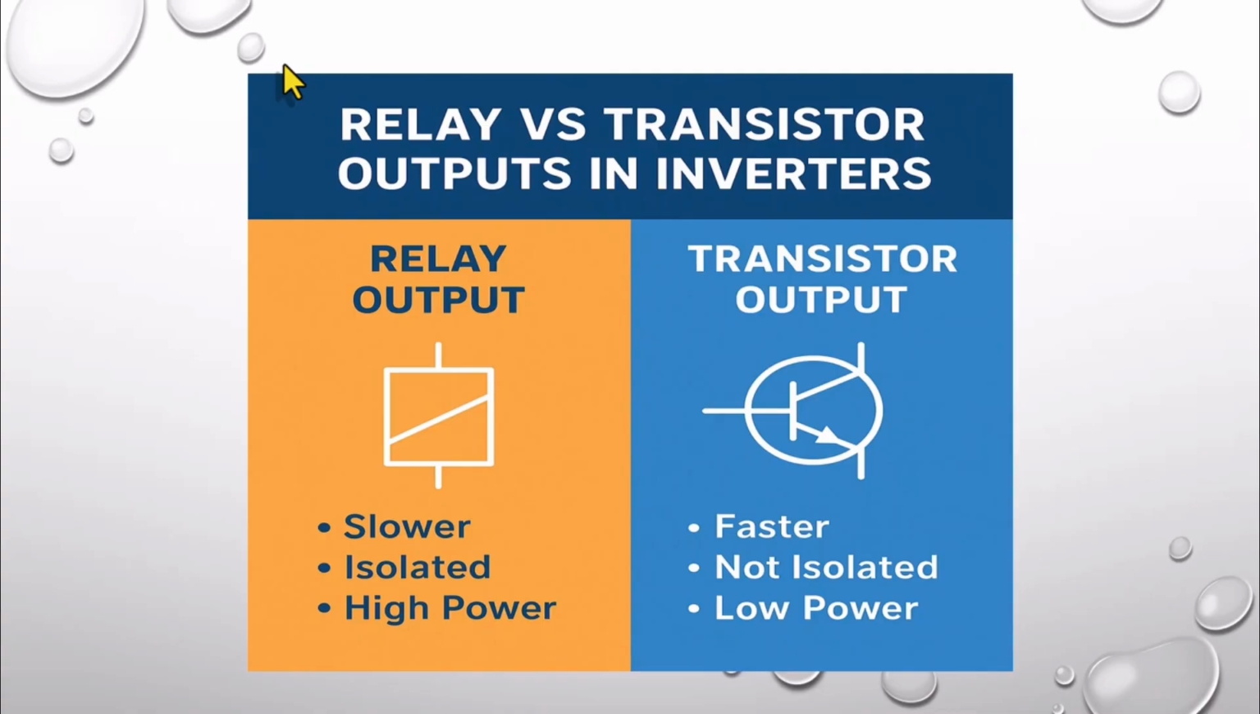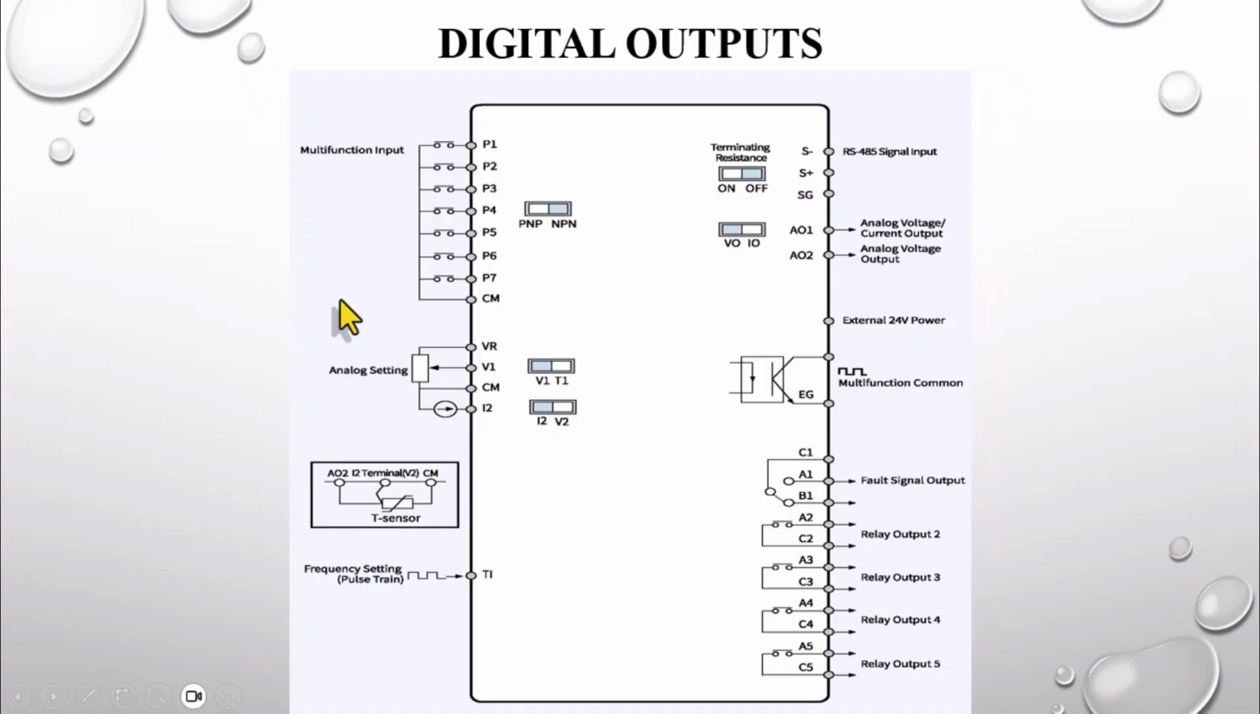The H100 inverter has two types of digital outputs, one relay output and one transistor output, as you can see in the diagram. You can see this in the control terminals diagram of the H100 inverter. The H100 inverter has one transistor output, which is the Q1 and EG terminals, and it has 5 relay outputs. So there is one transistor output and 5 relay outputs.